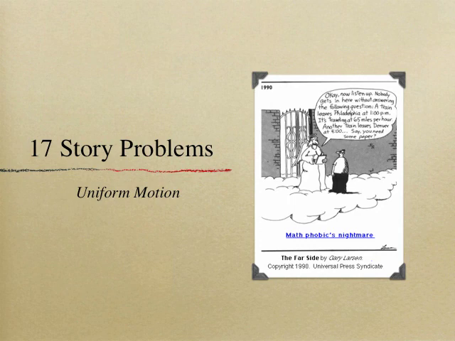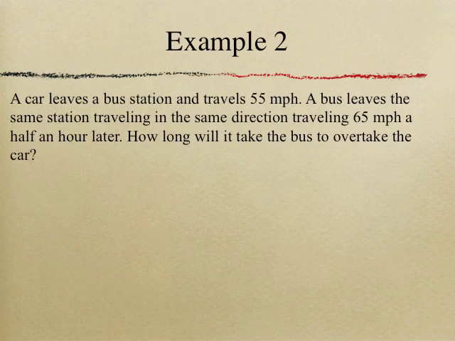Okay, now we will do our second example. A car leaves a bus station and travels 55 miles an hour. A bus leaves the same station traveling in the same direction, traveling 65 miles an hour, half an hour later. How long will it take the bus to overtake the car?